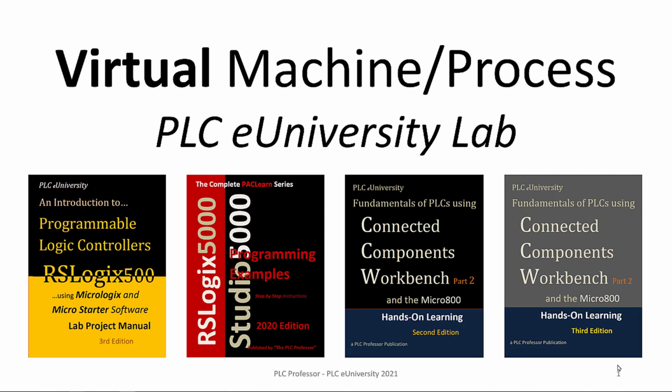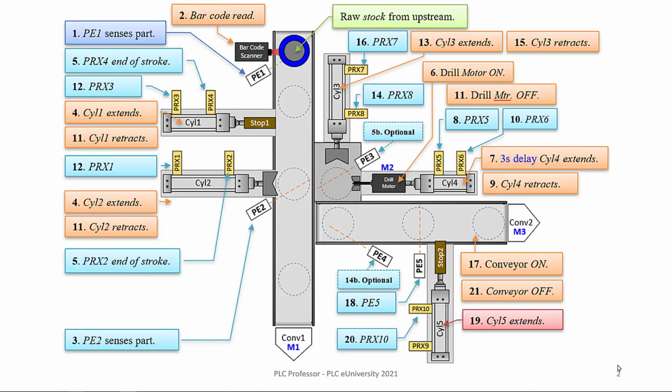The Connected Components Workbench with the Micro 800 uses this same machine as well. Now there's a second and a third edition. So actually, even the first edition has this lab project. So if you have any of these manuals, then you have this lab project to use. And as I said, as we go through this, if you find something is boring, just fast forward. This graphic should be recognizable by you because it's in your lab project manual. And if you don't have the manual, you need to get it. Otherwise, there's not a lot of sense to spending your time watching this video.